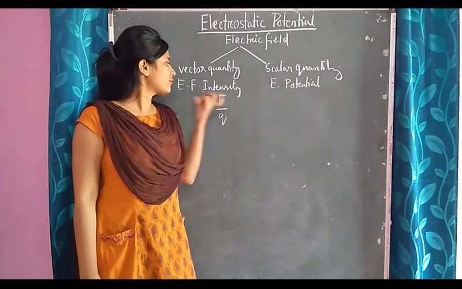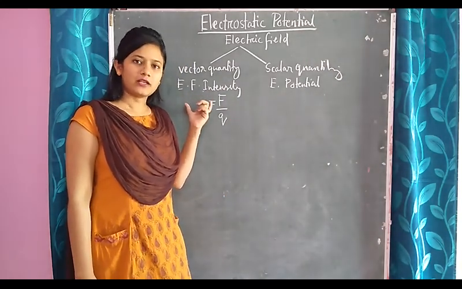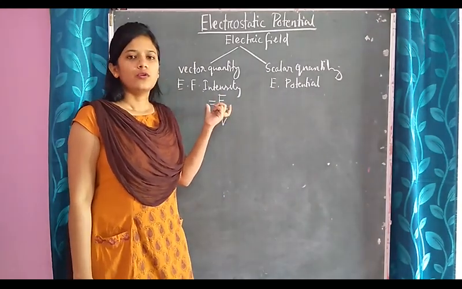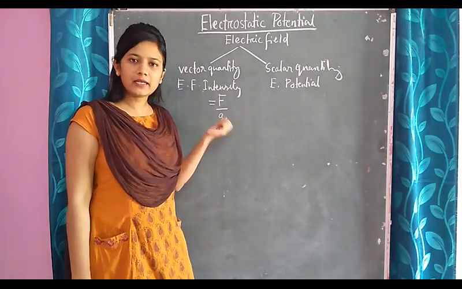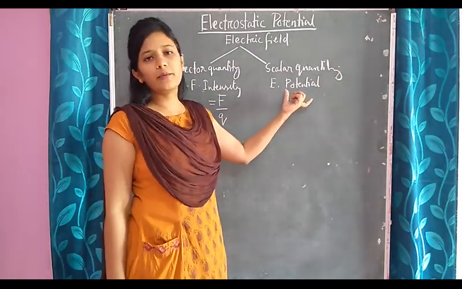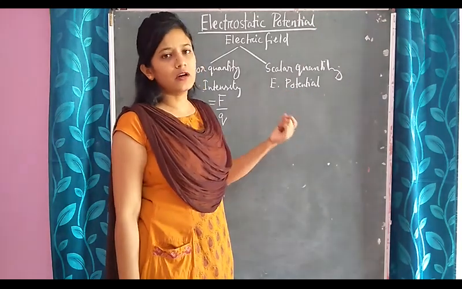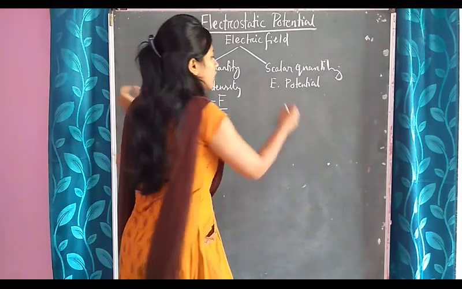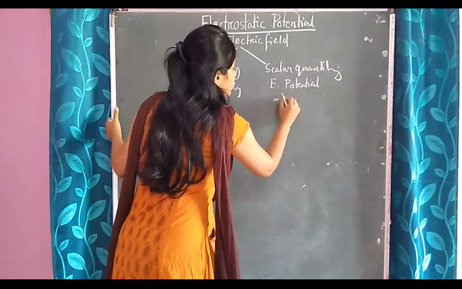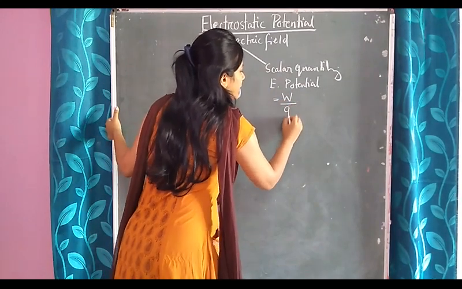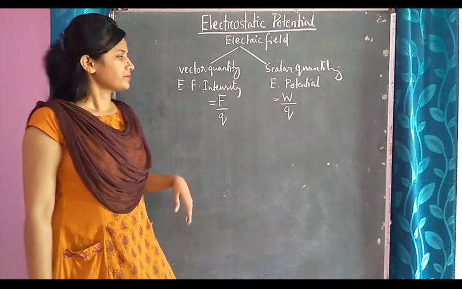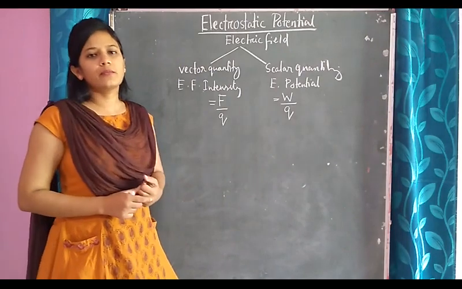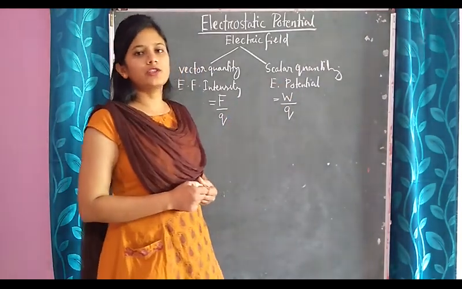So electric field intensity at a point gives us the force experienced by the charged particle at that point, whereas electric potential gives us an energy term. And this electric potential can be given by the work experienced by a charged particle. This concept arises from the concept of potential energy.